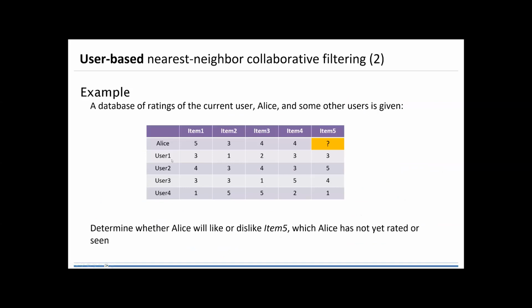Then let's look at an example. As I showed you in the previous slide, we have a database of ratings of the current user, Alice, and some other users. So we have user 1, user 2, user 3, user 4, and also Alice. Now we are going to determine whether Alice will like or dislike item 5, which Alice has not yet rated or seen. So there is no rating on item 5. Now we need to do the prediction.